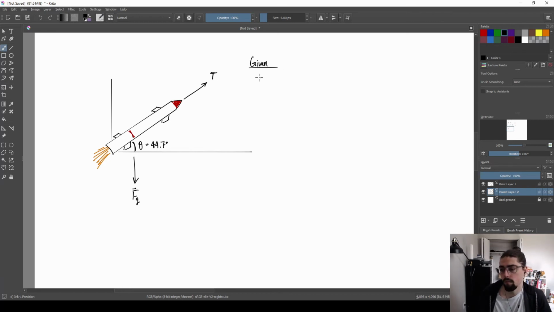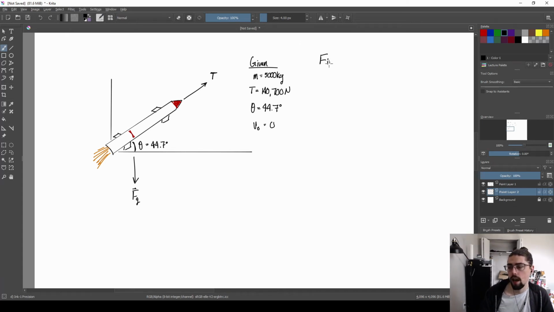We are given the mass, 5,000 kilograms. The thrust, 140,700 newtons. What else do we have? We've got the angle already written down. Well, we can go ahead and write this thing. Angle 44.7. And we also have finally that our initial velocity when we start is actually 0. So we need to find some sort of expression that ties together y and x, which is a little bit strange at first, but let's see what goes on with this.